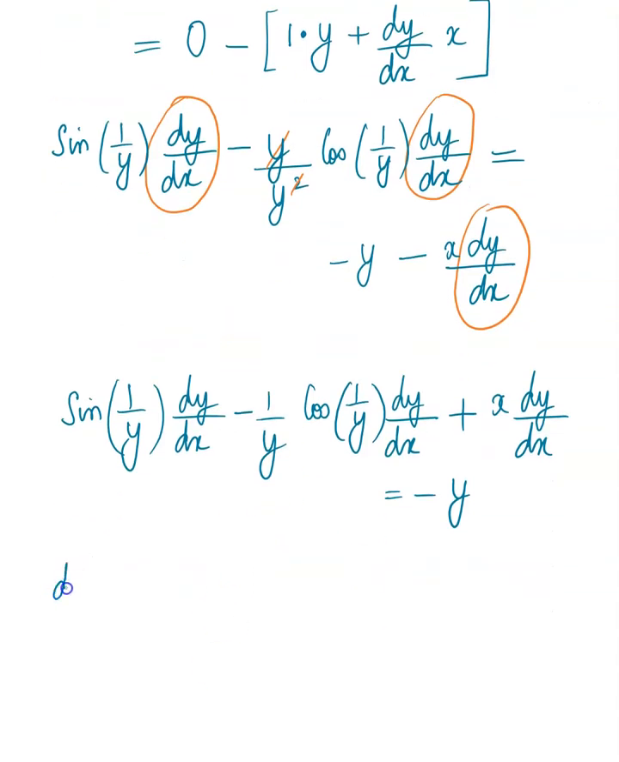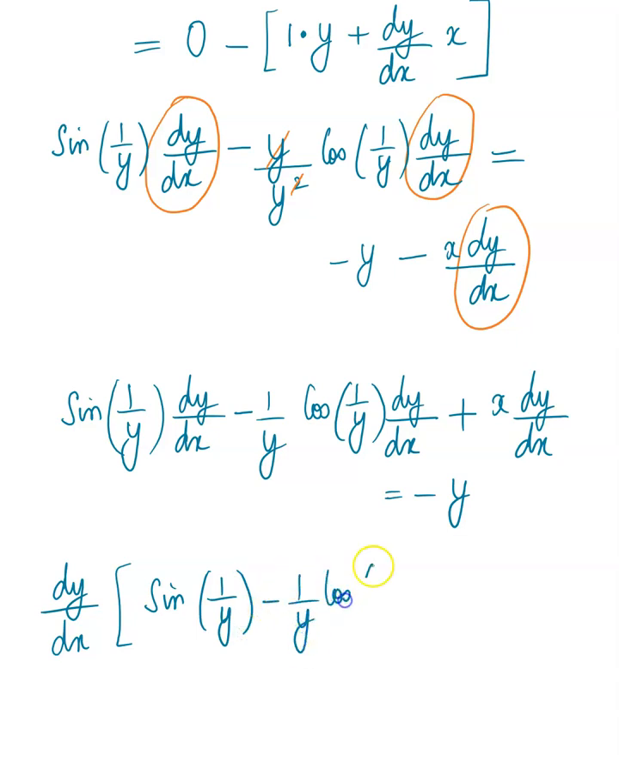Now let's factor out the dy over dx. That gives us sine 1 over y minus 1 over y cosine 1 over y plus x equals negative y. Wow.